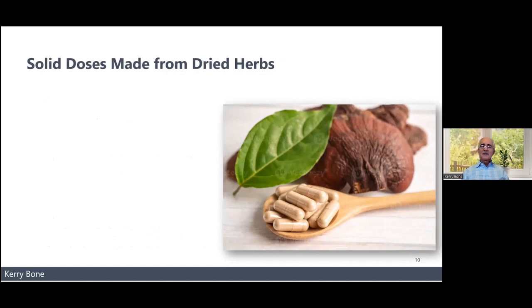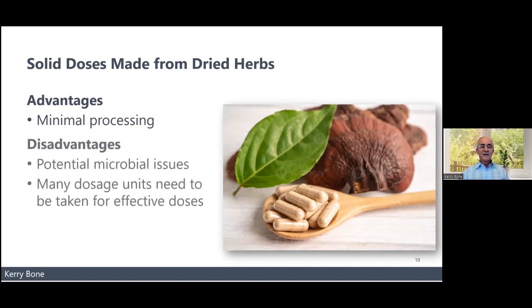So as I mentioned, solid doses can be made straight from the dried herb, finely powdered, or they can be made from an extract of a liquid that's dried. So what are the relative advantages and disadvantages of these two approaches? Well, if you're looking at an extract made straight from the dried herb, like, for example, a slippery elm capsule, which I take personally and which I use in my practice a lot, there's minimal processing.